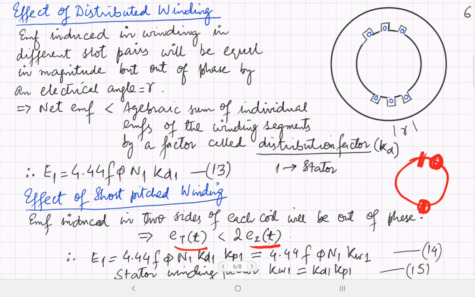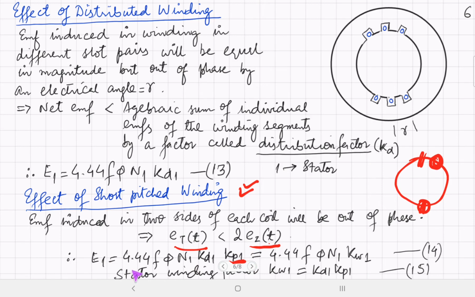Hence the effect of short pitched winding is again to decrease the induced EMF in the machine by a factor known as pitch factor, and therefore the EMF equation has to be further multiplied by Kp1, where Kp1 is the pitch factor of stator windings.